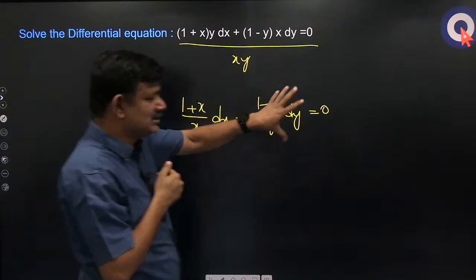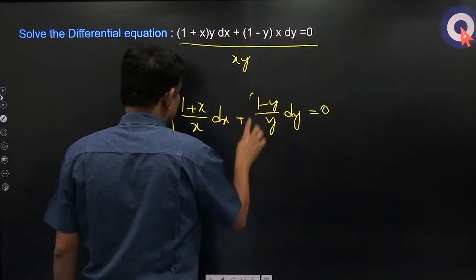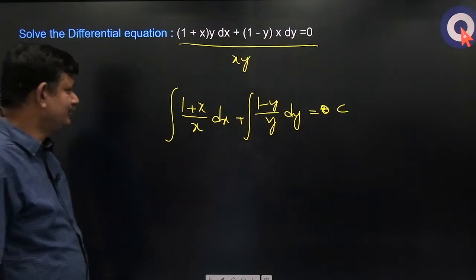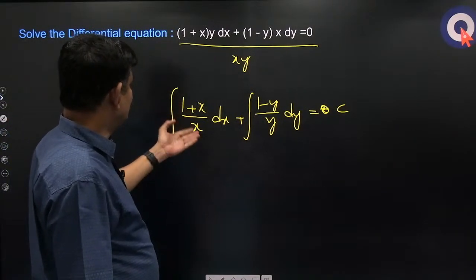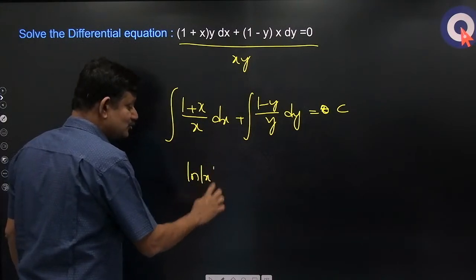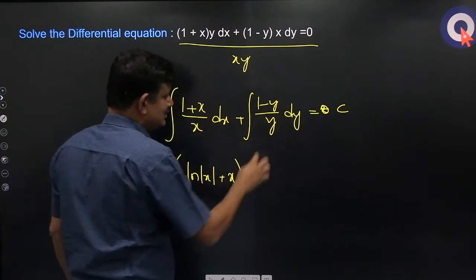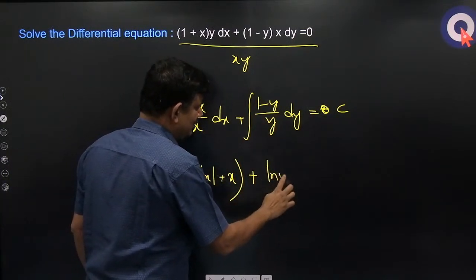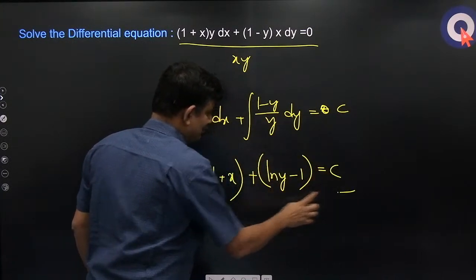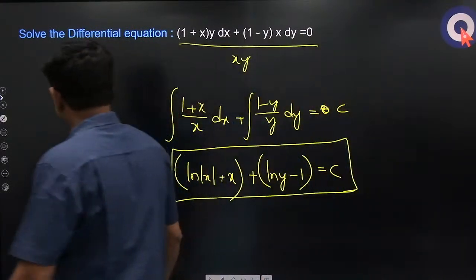सारे x टर्म्स एक साथ है, सारे y टर्म्स एक साथ है, तो हो गया हमारा. इसको इंटीग्रेट कर दो, इसको इंटीग्रेट कर दो, 0 का इंस्टेंट इंडेफिनिट कांस्टेंट आ गया c. ठीक है, तो इसका इंटीग्रल कितना है, 1 बाई x का इंटीग्रल है ln x और ln mod x टू बी प्रिसाइज. 1 का इंटीग्रल इज x प्लस 1 by y, integral is log y, minus 1 is equal to c. This will be the solution of the differential equation. Is that okay? Perfect.